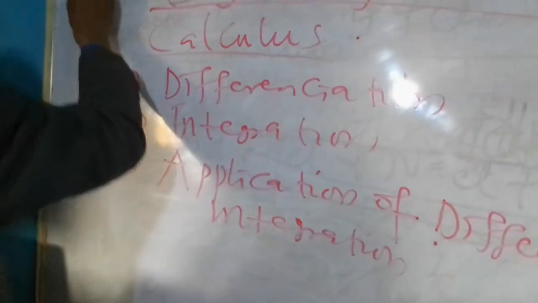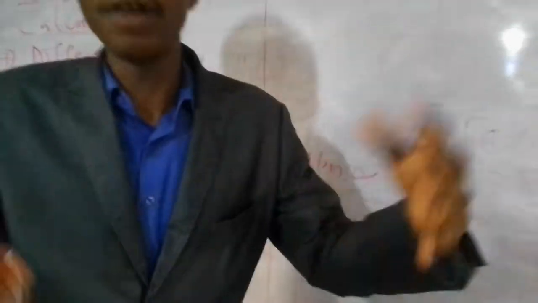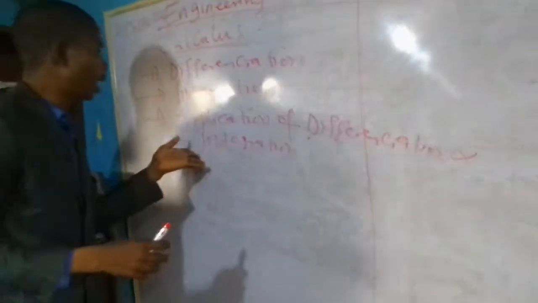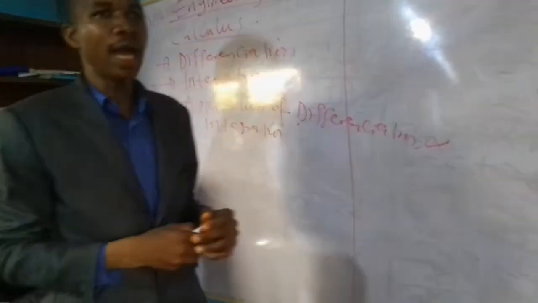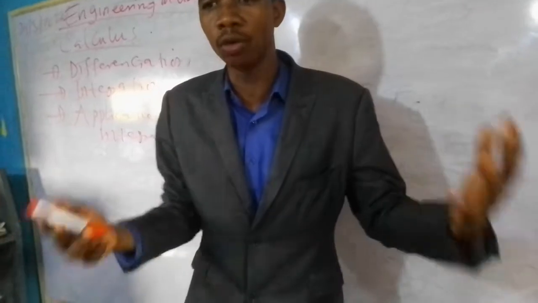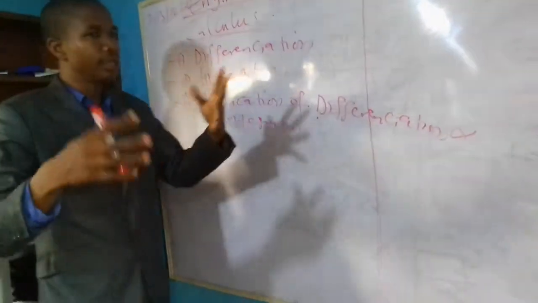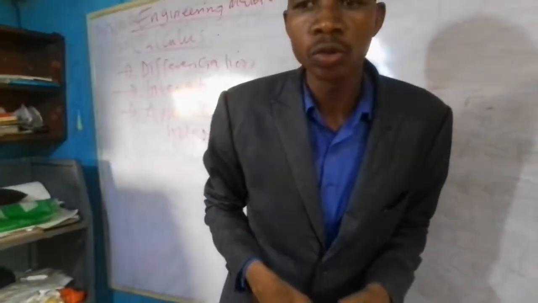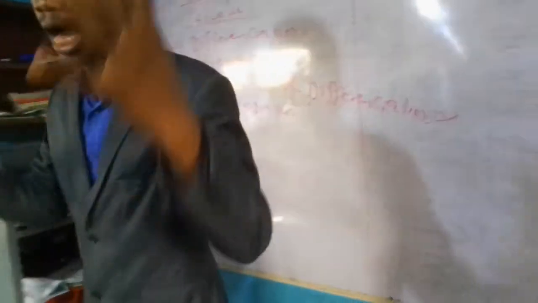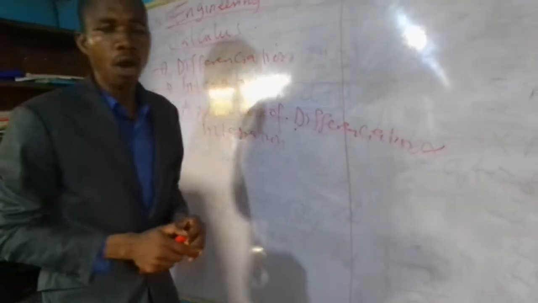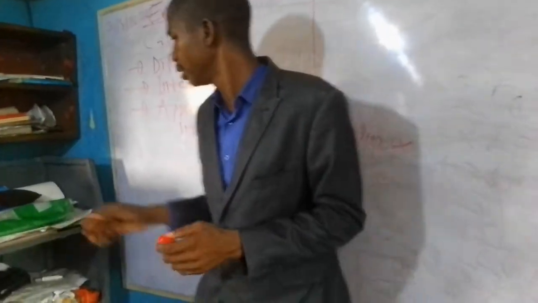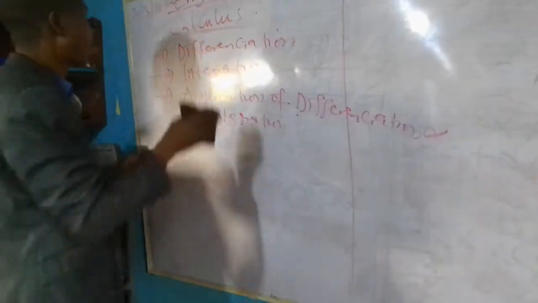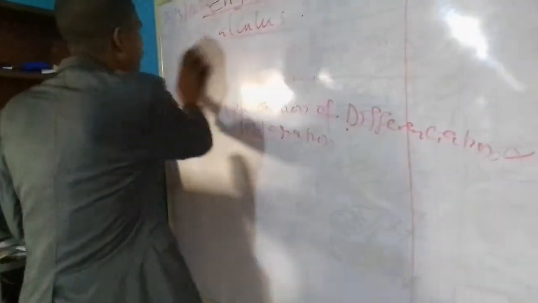Today we have differentiation, integration, as well as application. In differentiation, what do we do? We multiply and we subtract. While in integration, what do we do? We add and we divide. Let's look at differentiation of the following.